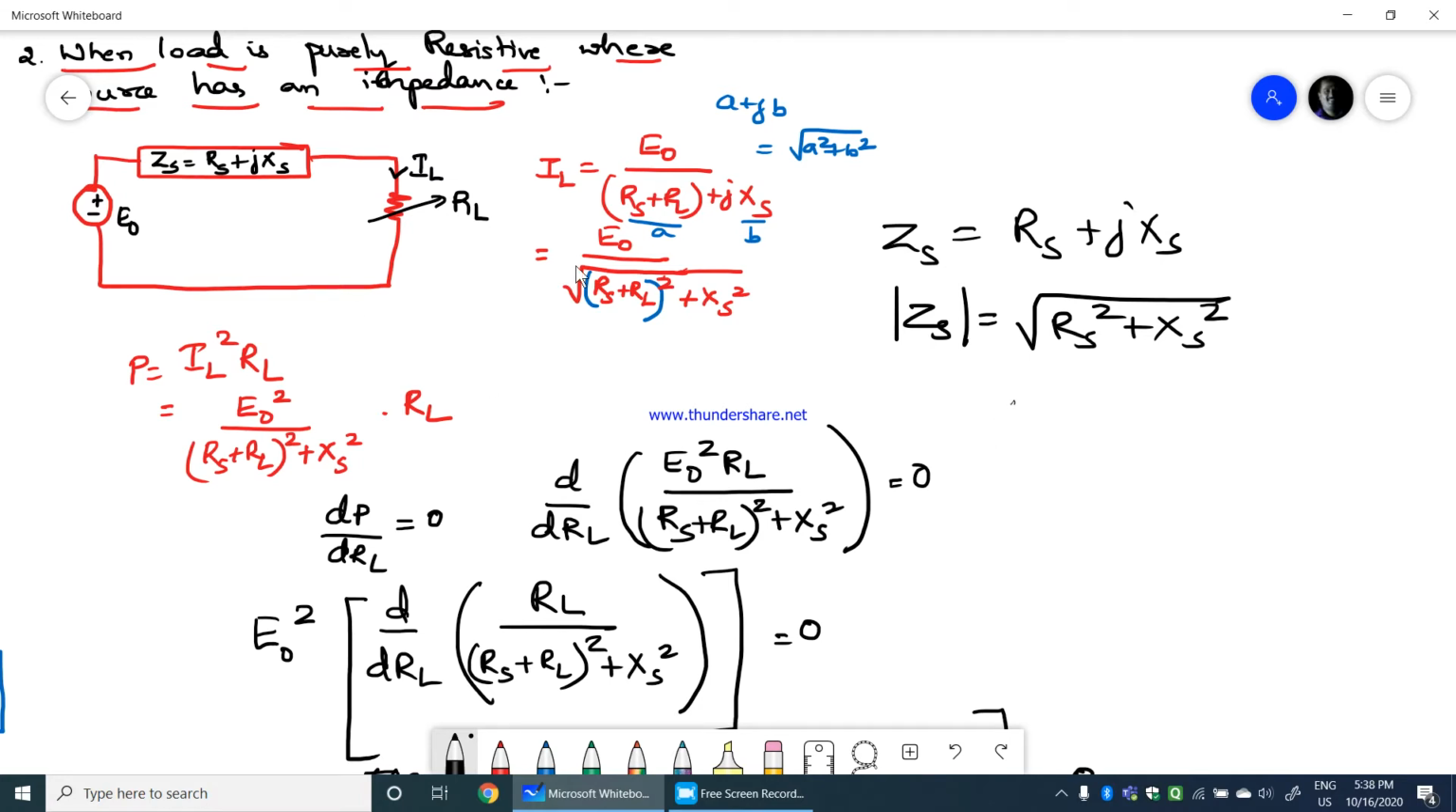The maximum power will be transferred when the load resistance is varied until it becomes equal to the magnitude of the source impedance. Till then you vary the load resistance, and finally you will say that the maximum power has been transferred. You are going to stop the variation of RL when it becomes equal to the magnitude of the source impedance. Fine. So I hope this discussion is clear to you.